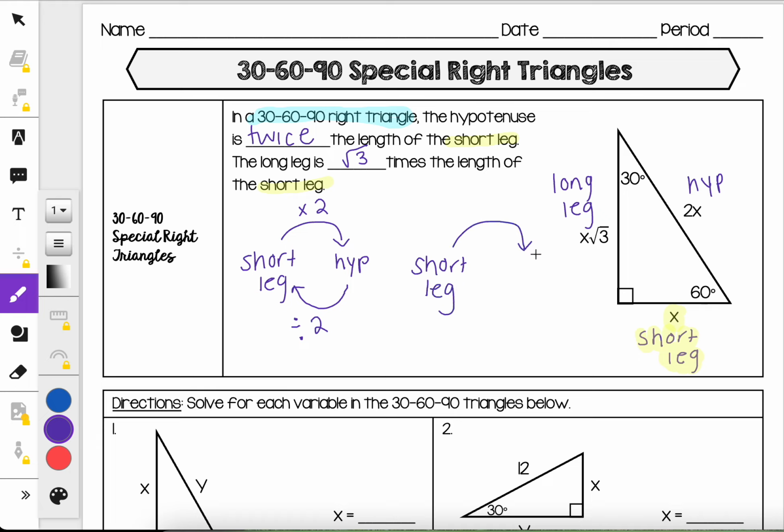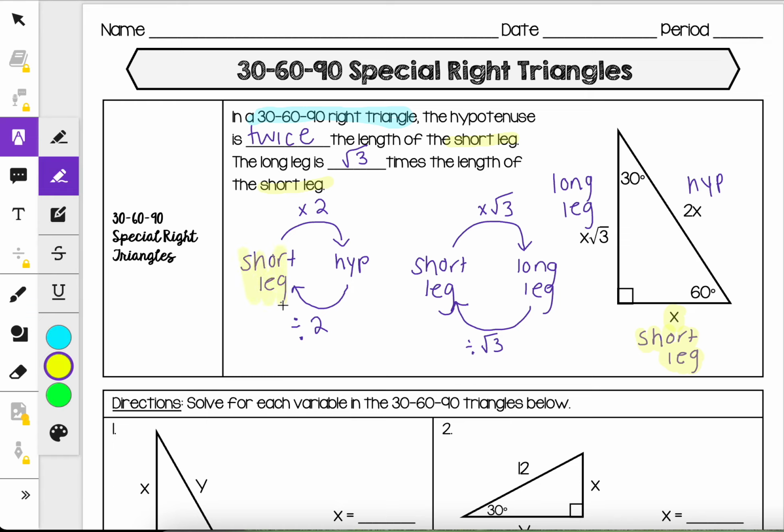Okay? If I am given my short leg and I want to find the long leg, I am going to multiply by the square root of 3. And if I'm given my long leg and I want to find the short leg, I divide by the square root of 3. Okay? So again, you can see here we have two wheels. Both of them are referencing the short leg. We don't have a wheel to go from the hypotenuse to the long leg.